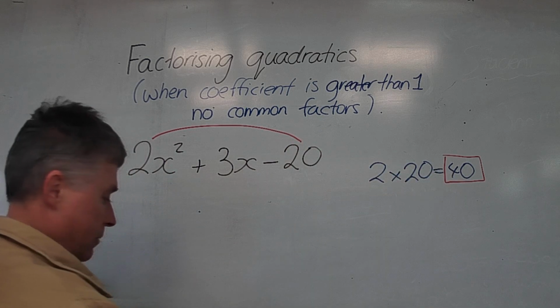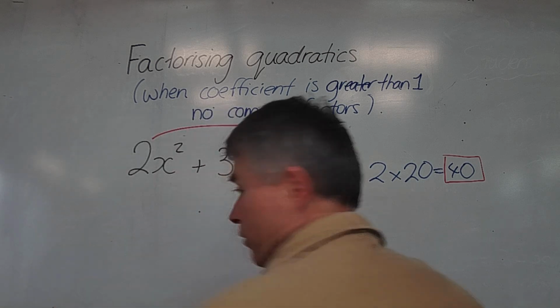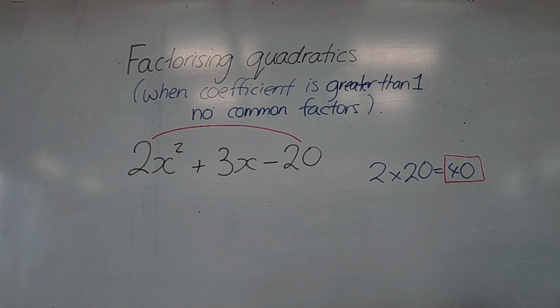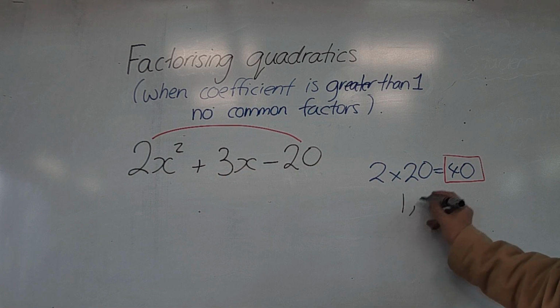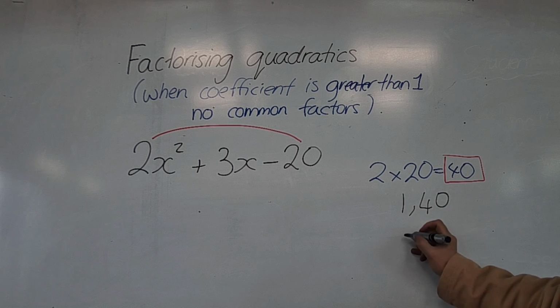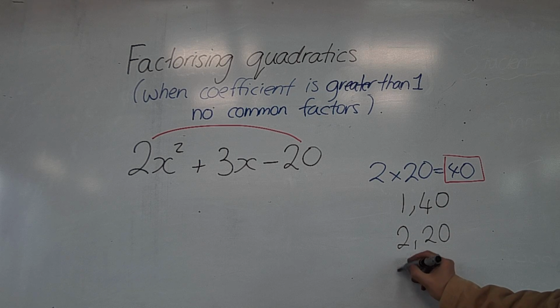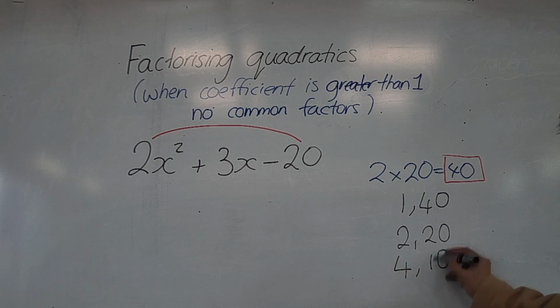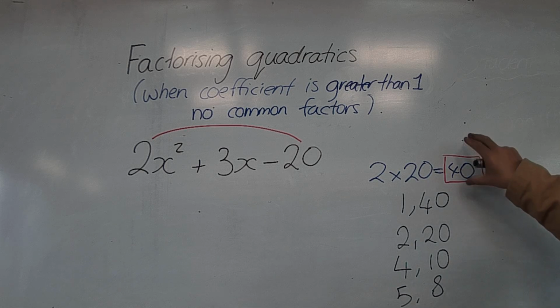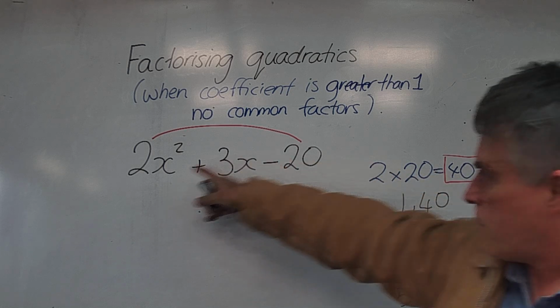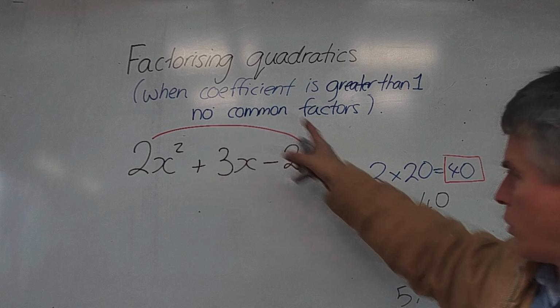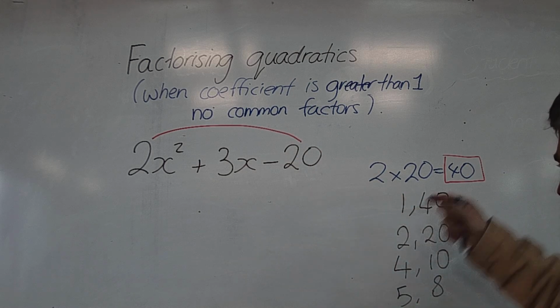So we're going to make a list, and the list is going to be 1 times 40, 2 times 20, 4 times 10, and 5 times 8. So we've got a list now of things that multiply to 40. Remember, how I got that was multiplying the coefficient by the constant. Okay, so I'm going to use that.